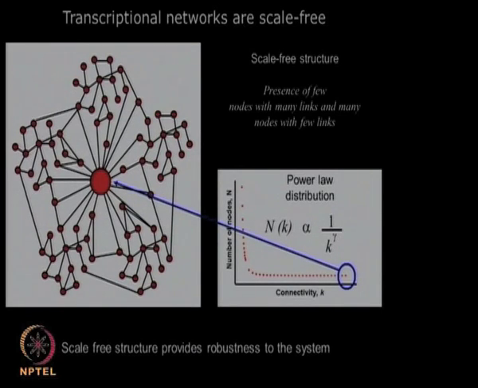Now, what is so special about this scale-free structure? Scale-free structures have been postulated to provide robustness to the biological system. Now, what exactly is robustness? So, robustness is the ability of a complex system, such as a biological system, to maintain its function even when the structure of the system changes significantly.